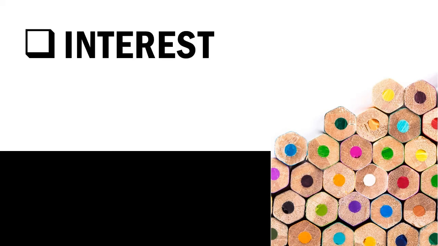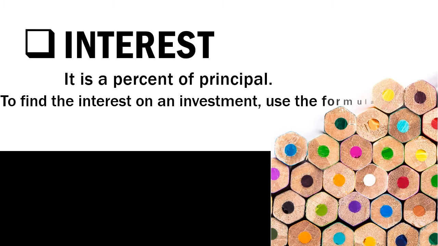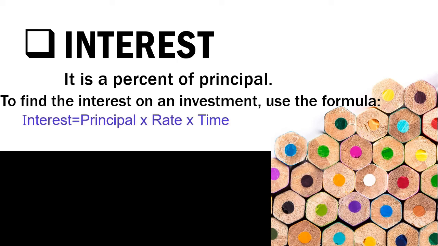Next is the interest. Most savings or investment accounts pay interest on the amount of the deposit, or principal amount. Interest is a percent of the principal. It also depends on how long the money is invested. To find the interest on an investment, use the formula: interest equals principal times rate times time.